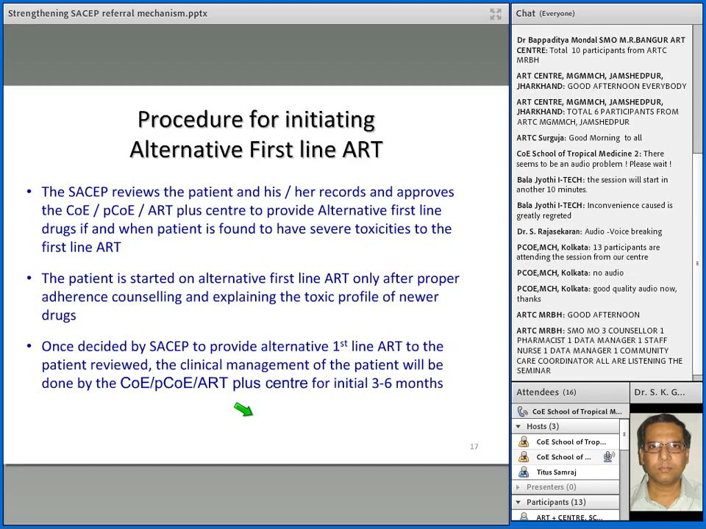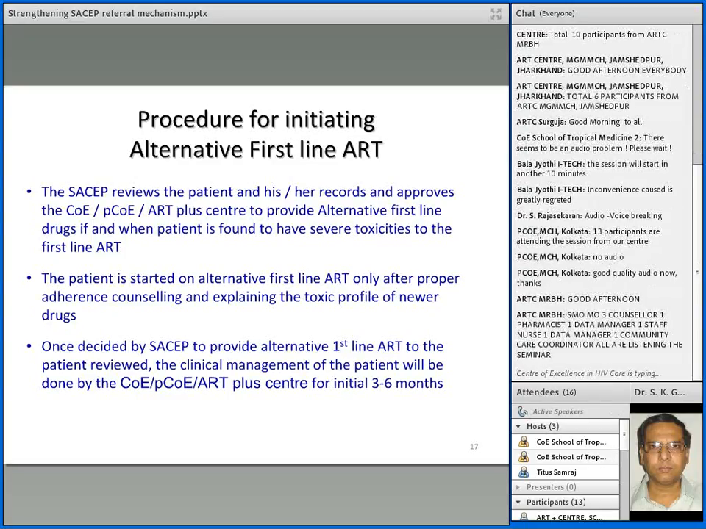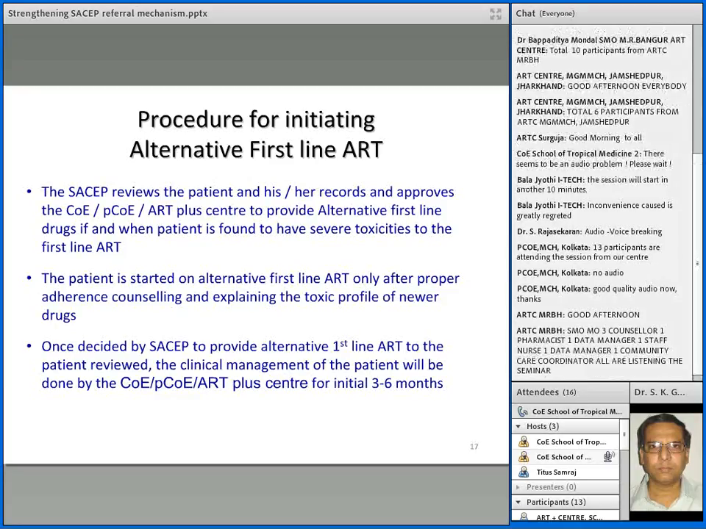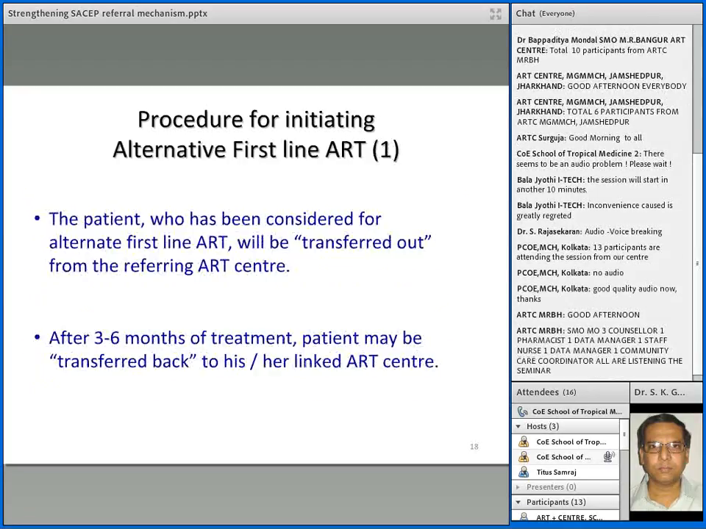So the patient has to be primed by the ART SMO or MO before sending the referrals. Otherwise, the patient comes to the SACEP and expects that the medicine will be given immediately, but that doesn't take place on most occasions. And once the SACEP decides to provide alternate first-line ART after reviewing the patient, the clinical management of the patient will be done by the COE or the PCOE or ART plus center for the initial 3 to 6 months. This holds good particularly for PI-based therapy, because after 3 to 6 months of therapy, the patient can actually be referred back to the center.